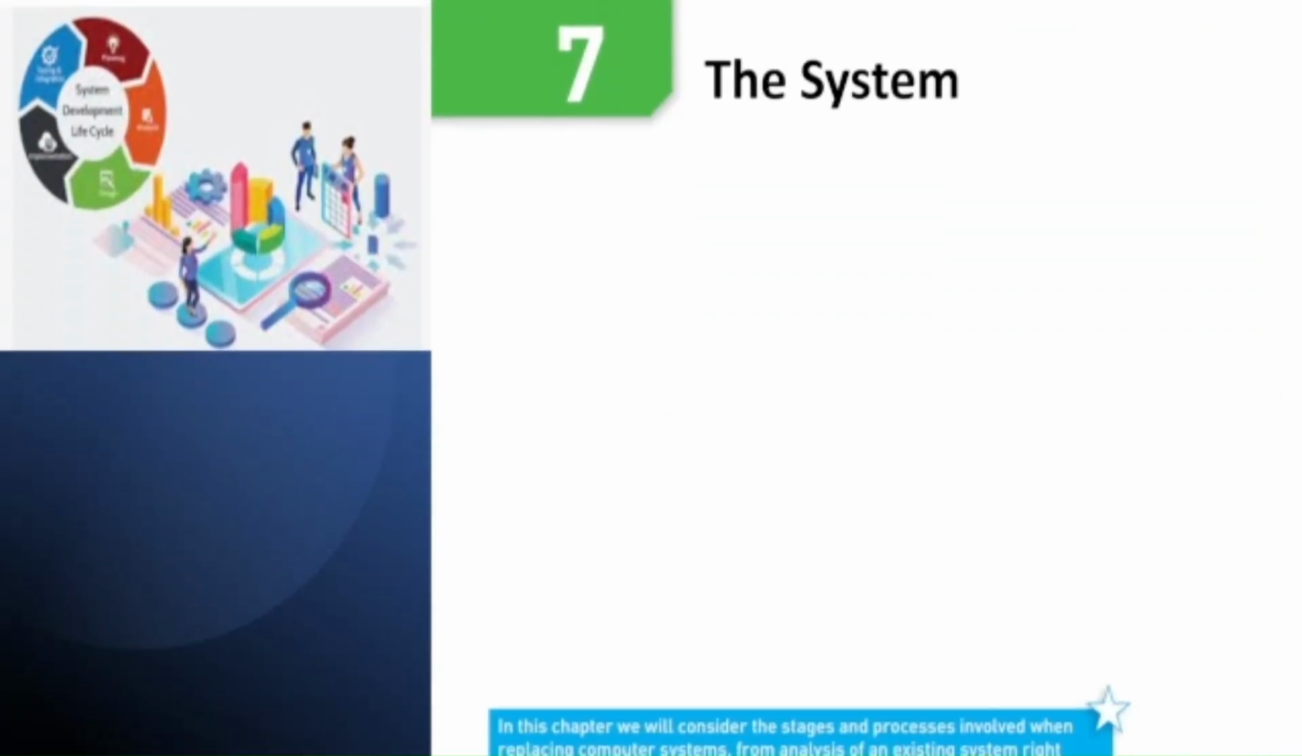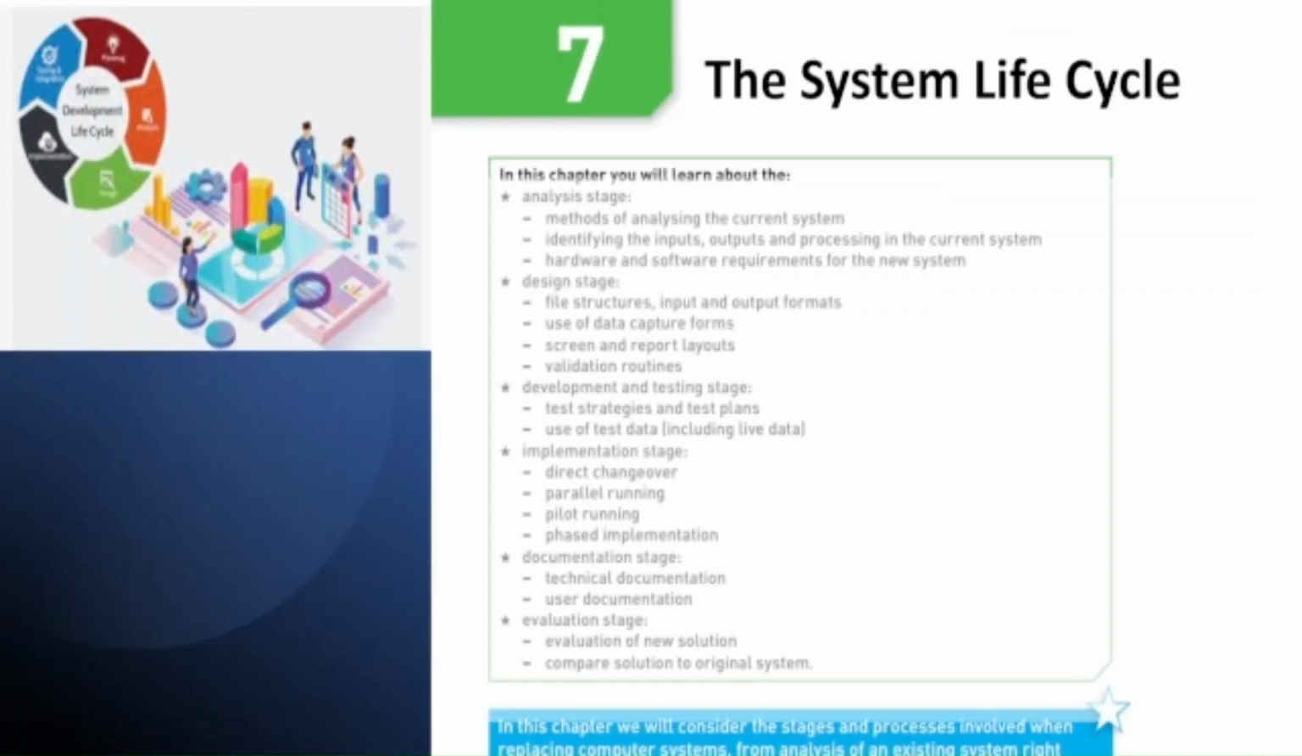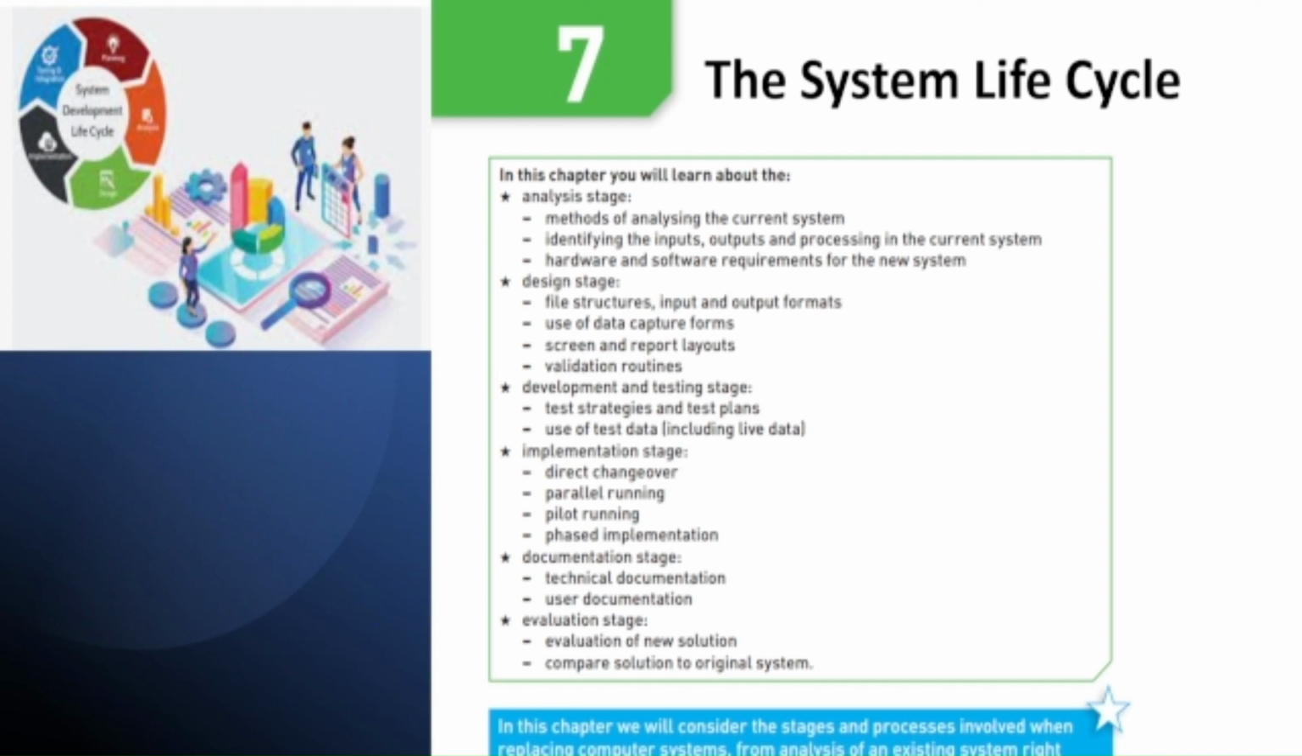In chapter number 7, the system life cycle. So in this chapter you will learn from the analysis stage till the evaluation stage of any software development life cycle. So all stages will be discussed in detail.